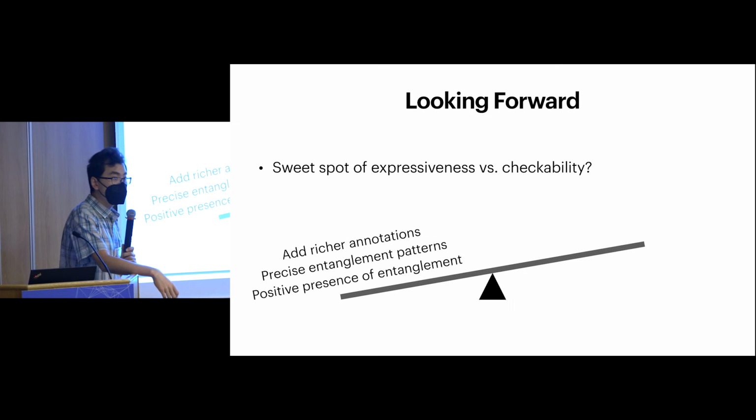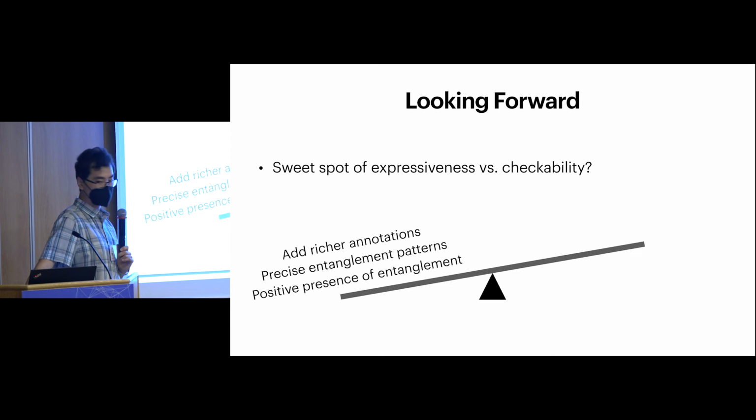So what could we do to Twist to make it better? There are so many things. We could make the annotations much richer. So we can say things like, not only are these things entangled, but they're entangled in this way. Or perhaps we could say, these two things are definitely entangled, as opposed to having this approximation of may possibly be entangled. These may be things that we want to do.